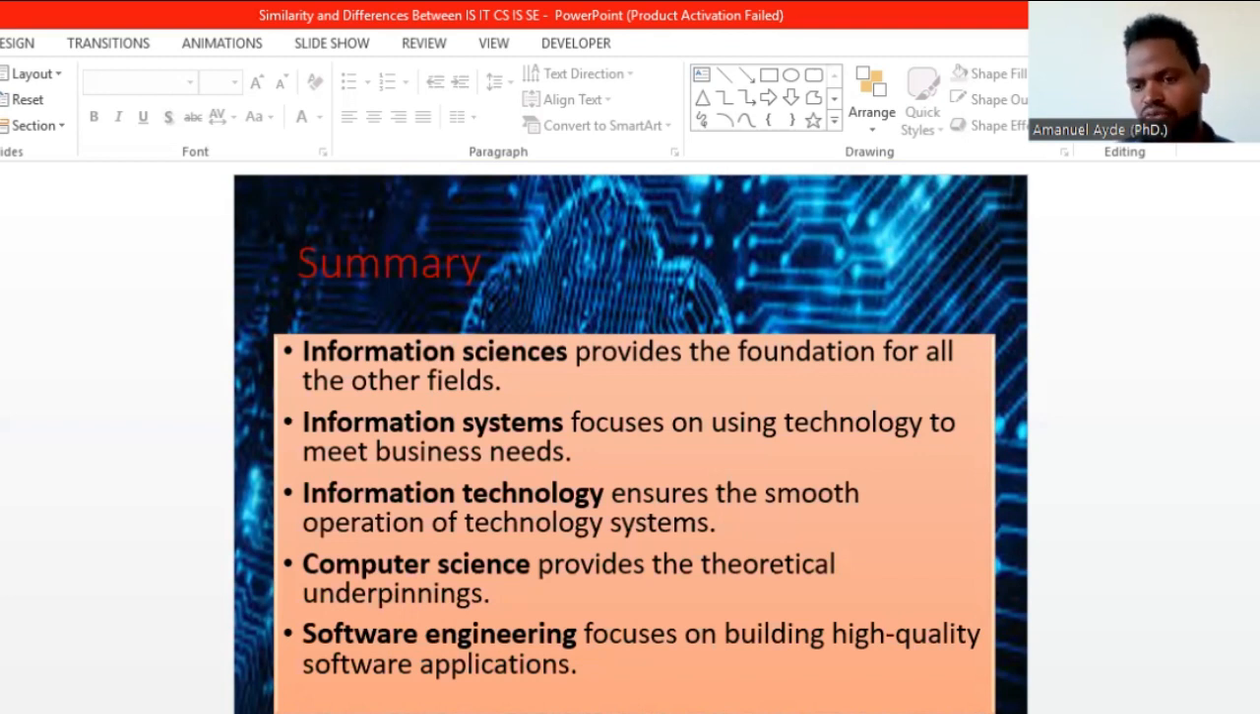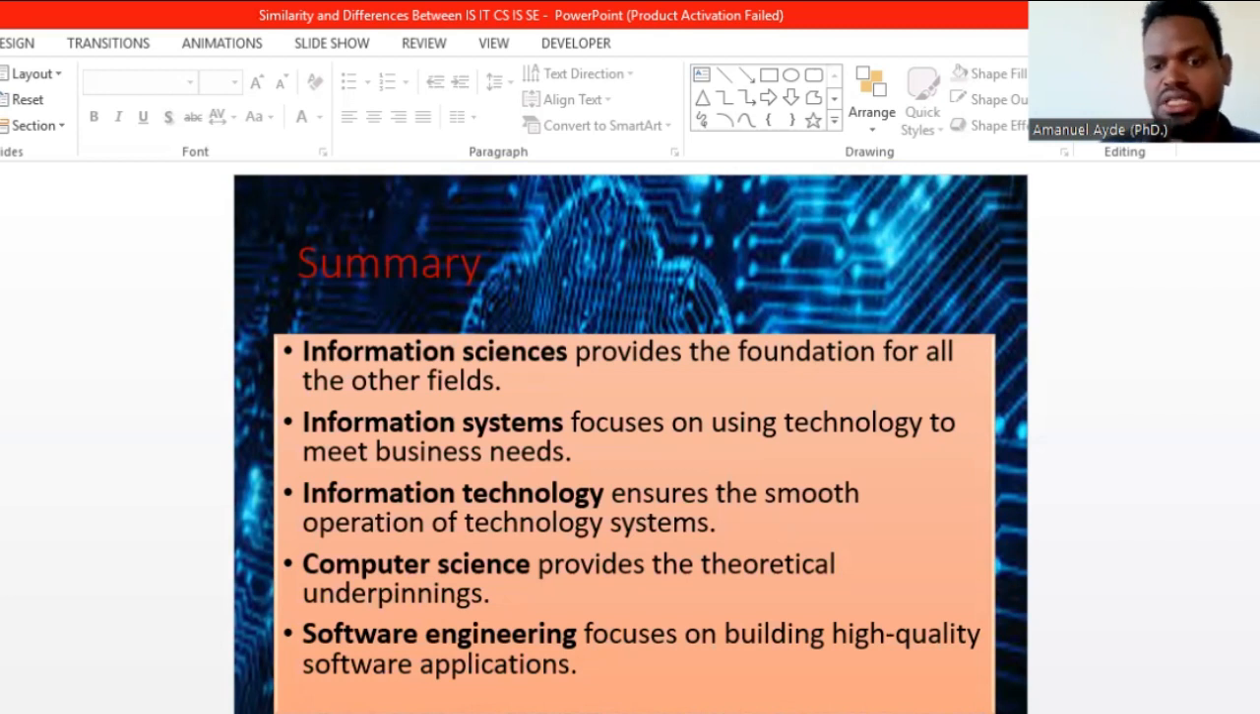So it's a foundation for all other subjects. Basically, I took this one from one of the universities, the link is there, you can observe it. Information systems focuses on using technology to meet business needs. When we talk about information systems, the intention is supporting businesses. By the way, ten years ago, information technology was under the business college, because the intention is to support the business, like using management information systems, expert support systems, business decision support systems or business intelligence systems. Those are all information systems.